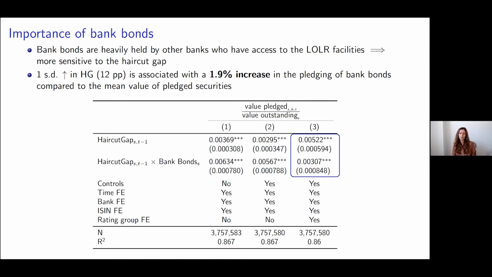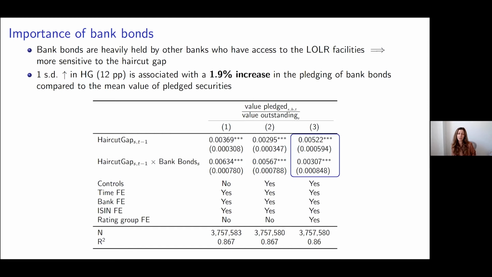So you can see a couple of things. First thing is that following an increase in the haircut gap, we see that the banks are pledging more of these securities with the lender of last resort. Now, in addition to this average effect, you see that bank bonds actually exhibit a higher sensitivity than government bonds.